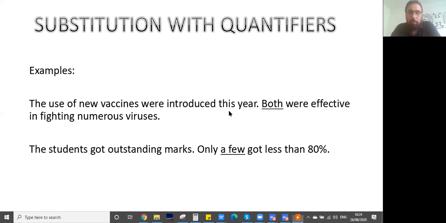So let's take a look at a few more. So here we have the use of new vaccines were introduced this year. Both were effective in fighting numerous viruses. So we have both. Okay, so we have both vaccines. Excellent. Let's move on to the next one.